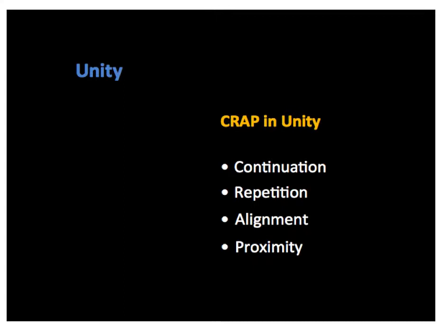Next, we're going to talk about some principles of unity itself, things that help compositions have unity within them. So there is continuation, repetition, alignment, and proximity. We'll look at some examples of each of those.